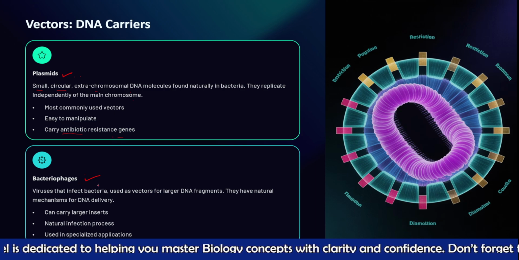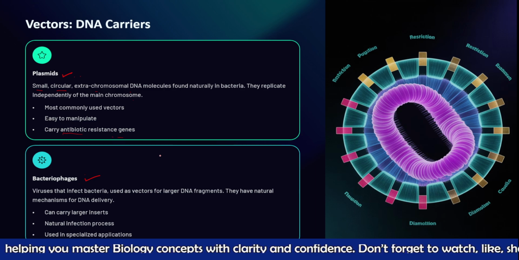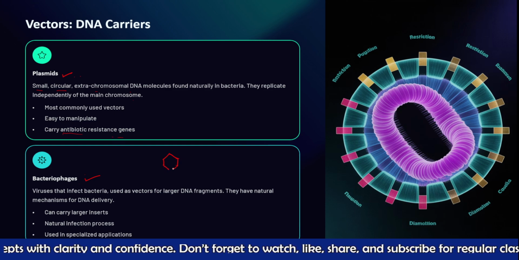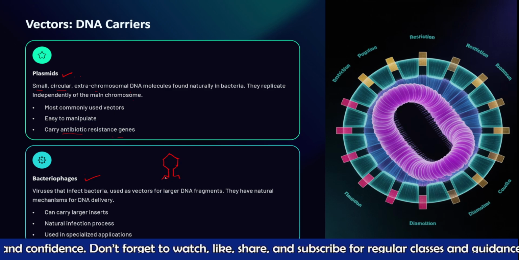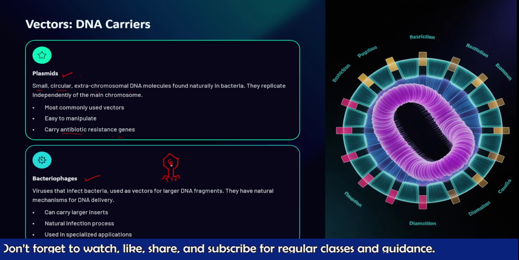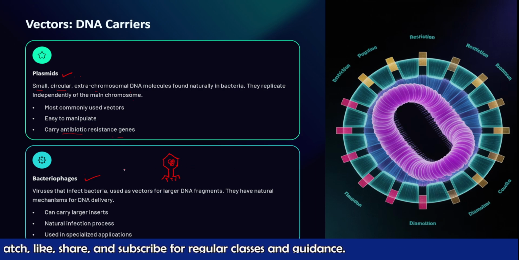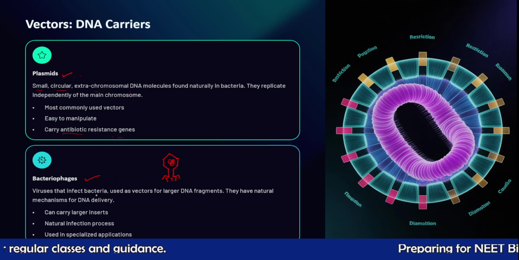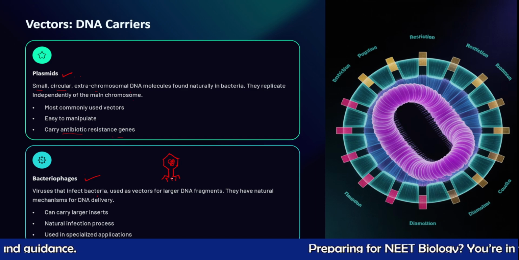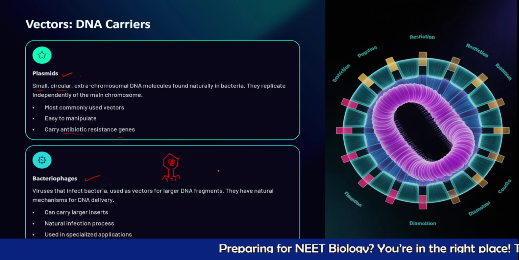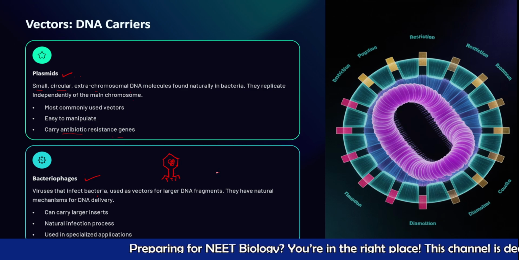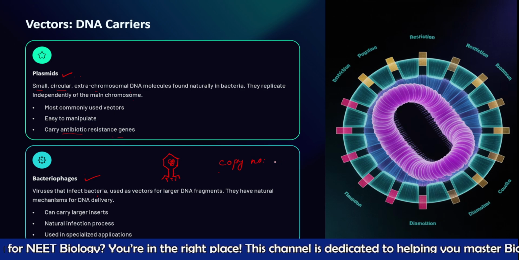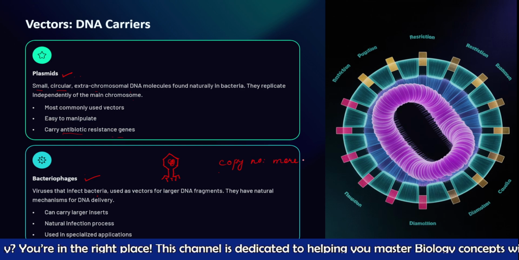Another vector is bacteriophage. We know the bacteriophage is a virus which consists of a protein coat, like this protein coat, and the DNA is there. Okay, that is the bacteriophage. So bacteriophages are viruses which infect the bacteria. When the bacteriophage enters into the cell, they increase in number. So their copy number is more. Copy number of bacteriophages is more as compared to the plasmid.